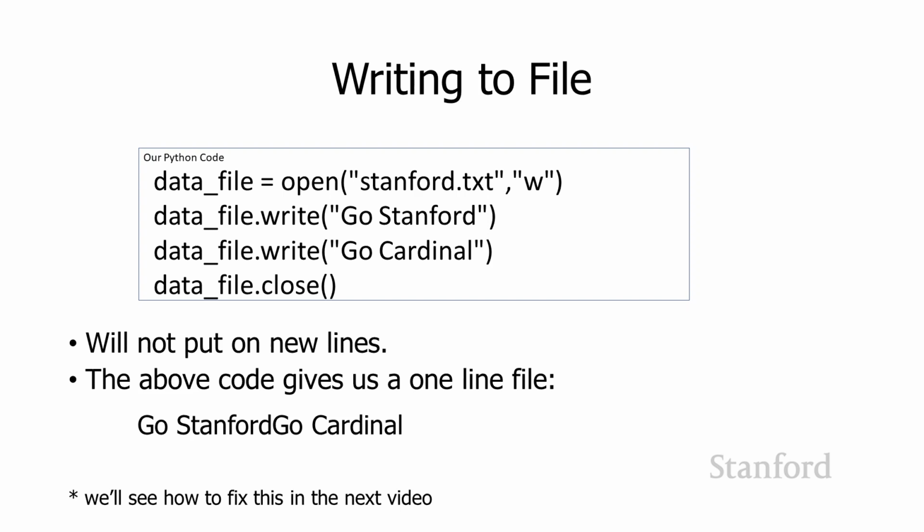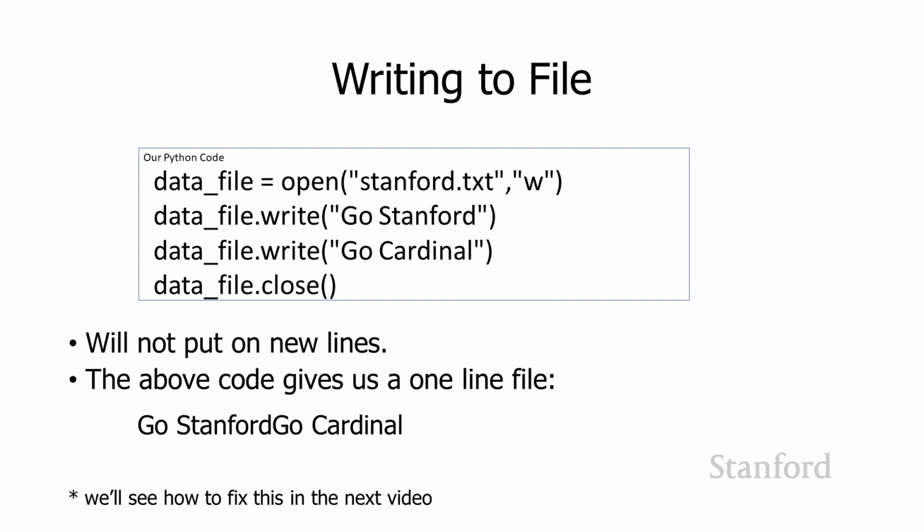All right, there's another little issue that you're going to run into if you start writing to a file. So here I've opened the file stanford.txt for writing, and I've written to the file twice. I've written "go Stanford" and "go Cardinal", and if we were actually to open up the file, what we would see is "go Stanford, go Cardinal", all on the same line. We'll see how to fix this in the next lecture, but I just wanted to mention it here.